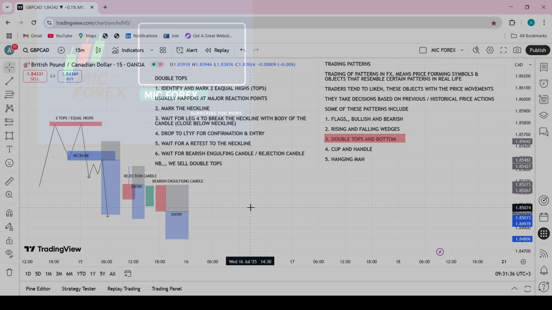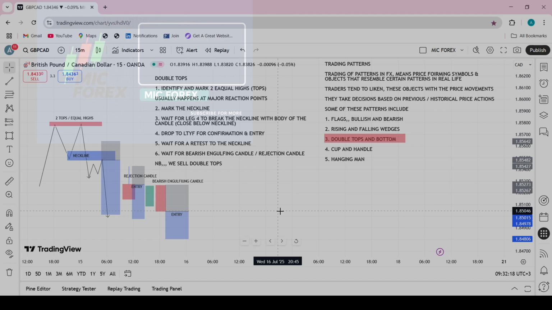Actually, a double top is an indication that the market now wishes to change direction, to change the trend, especially from bullish to bearish. So why we are selling is because it is the double top that is going to give you the confirmation that the price is now headed to the downside. So when you understand that, then it's going to be very easy for you to trade these double tops. So any question, please put it in the comment section.